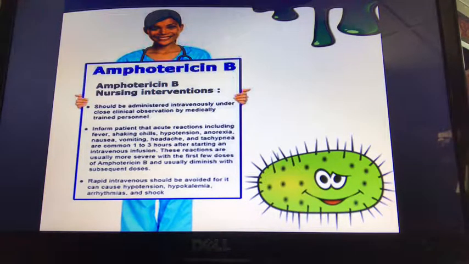We need to monitor kidney functions, and those labs, if you don't remember, are the BUN and creatinine. We need to tell the patient that they may have adverse reactions such as fever, chills, hypotension, anorexia, 1 to 3 hours after starting an IV infusion. So it's not immediate when these reactions occur.